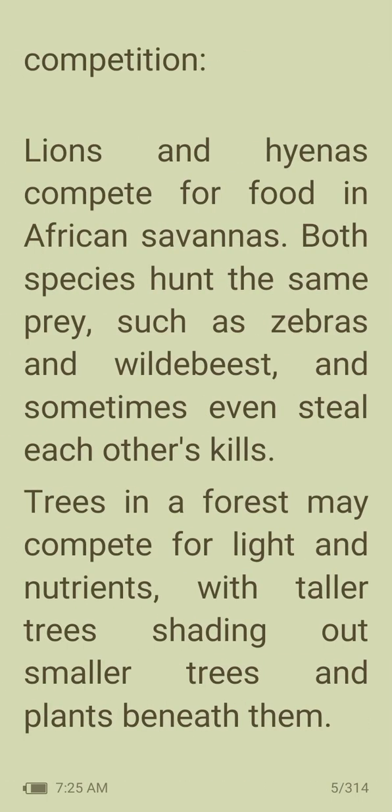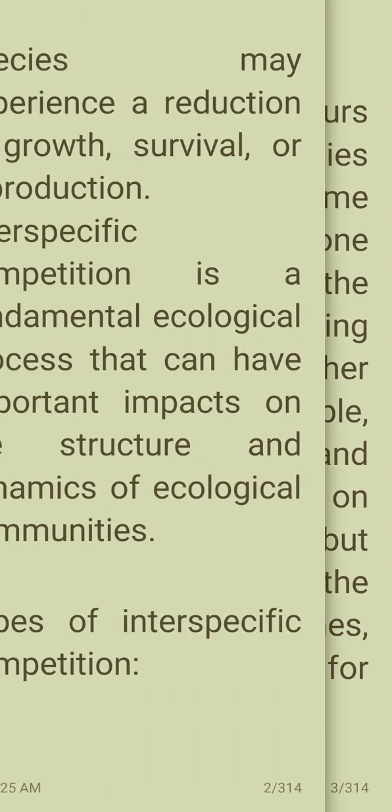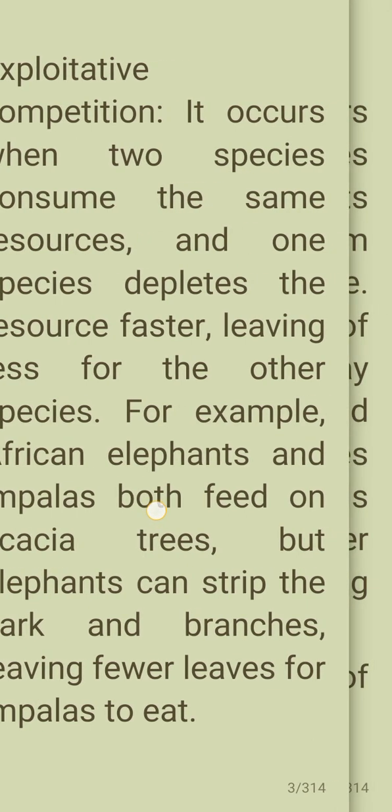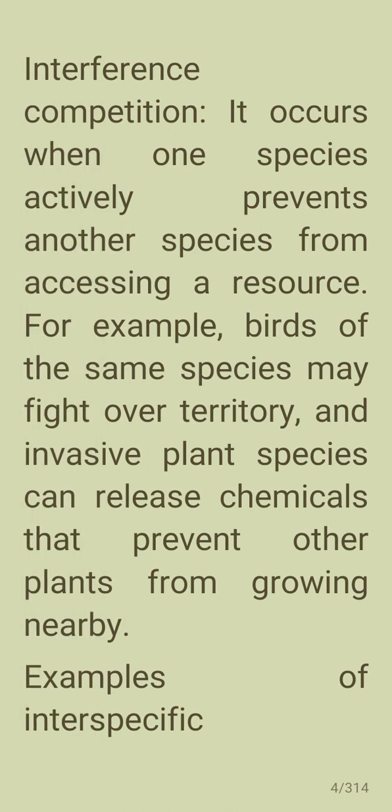So we have learned about two types, which are the exploitative competition. Exploitative in the sense one just completely uses that resource and the next species gets only a very small amount. So that's exploitative competition. Cite the example of elephant and impala eating acacia leaves. Then interference competition. One species hides or just prevents another species from entering into a resource.